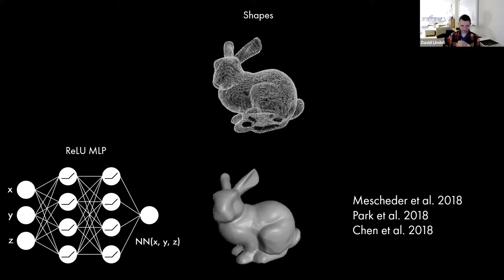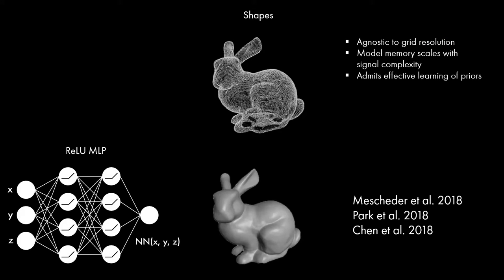And using this representation has many different benefits. For one, it's agnostic to the grid resolution of our signal, and the memory generally scales with the complexity of the signal, independent of the spatial resolution.